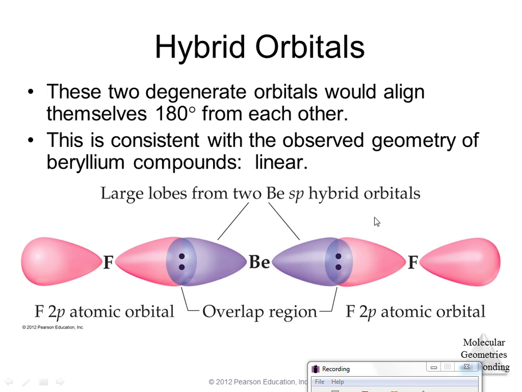If you start thinking about how beryllium and fluorine go together in a covalent bond, these degenerate orbitals will start to overlap. The large lobes from these two sp hybridized orbitals mix with the electron cloud of fluorine's 2p. There's the overlap. There's the covalent bond. There's the shared pair, and the shared pair on the other side. This makes a lot of sense with the molecular geometry of beryllium being linear with zero non-bonded pairs. And it explains why beryllium makes two bonds instead of none, because of the hybridization.